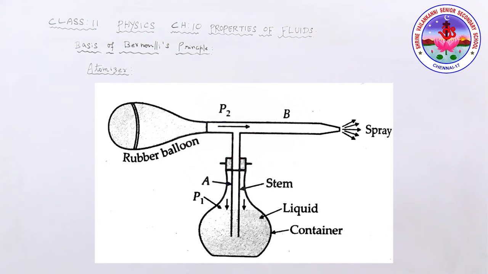As a result, you may see that the liquid rises up in the vertical tube A. When it collides with the high speed air in the tube B, it breaks up into fine spray. So in this way, the atomizer is working based on the principle of Bernoulli's theorem.